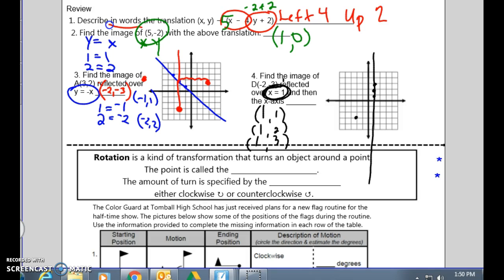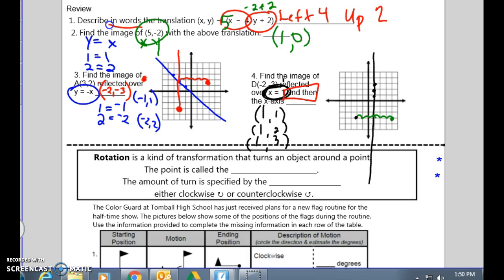So now I need to reflect that point over this line. This is where I count over 1, 2, 3. So I'm just going to keep going 1, 2, 3. If I crease it along that black line right there, do they look like they would sit on top of each other? Yes. Okay, and then the next step, because it says and then.